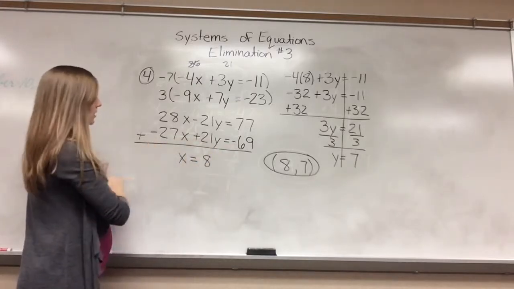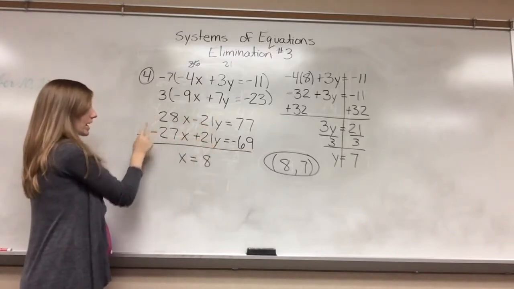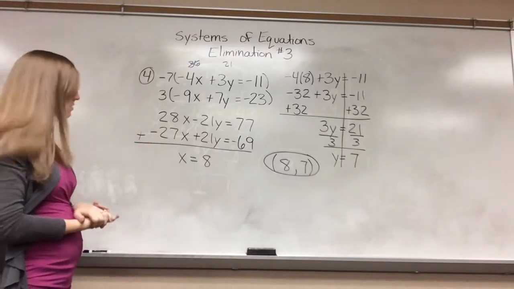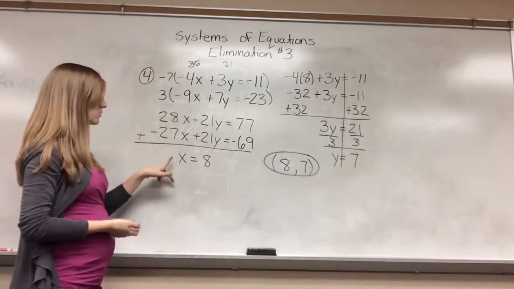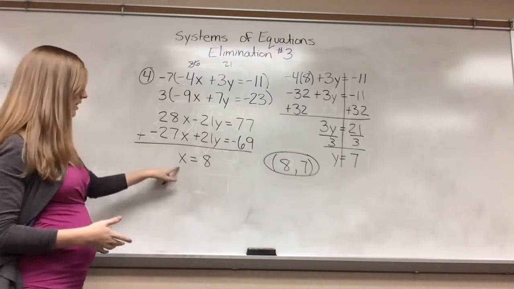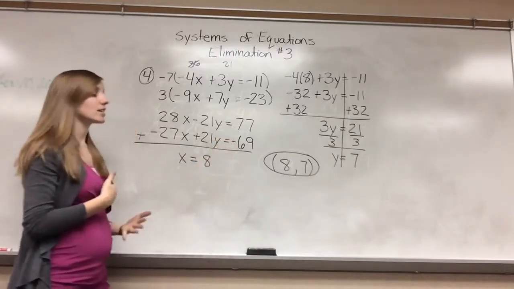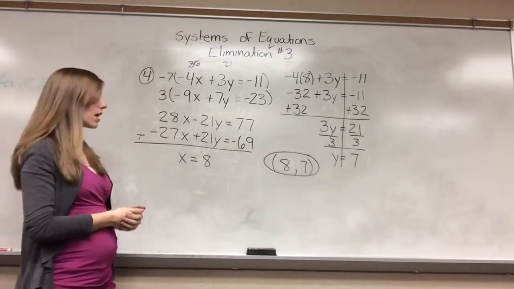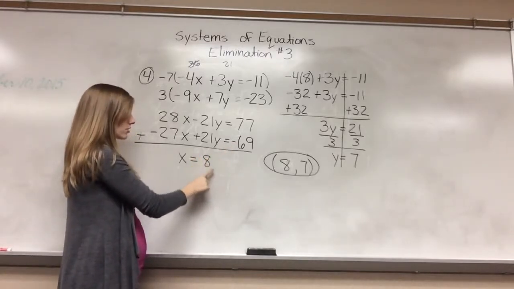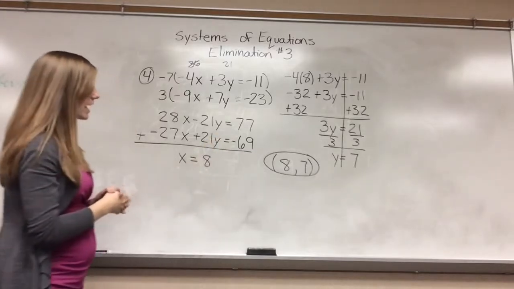So I added the two equations together. My 21y's canceled. 28x and negative 27x, the signs were different, so I actually subtracted those. 28 minus 27 is 1x. And remember, 1x is the same thing as just x, so I left that just x. 77 and negative 69, the signs are different, so I subtracted those as well. 77 minus 69 is 8, and I kept the sign of the larger number, so this is a positive 8. So I found that x is equal to 8.